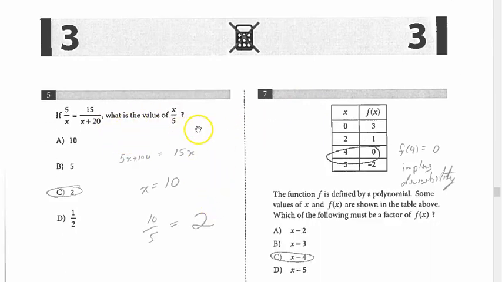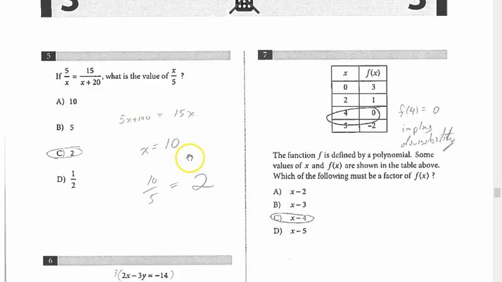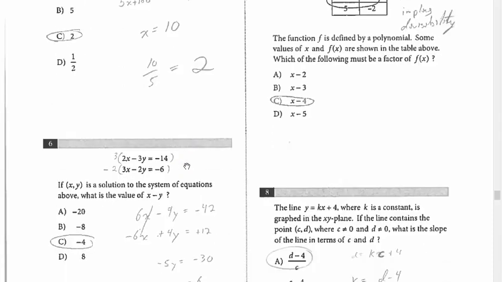Question 5 here, we're trying to figure out what is the value of x over 5. The first thing I did here was multiply. So I did 5 times x plus 20, distributing that 5 got me here. And then multiplying here got me 15x. Next, I isolated x to solve and found x is 10, subtracting 5x and dividing both sides by 10. Then just plugging in, substituting that 10 for my x here. Well, 10 over 5 is 2.